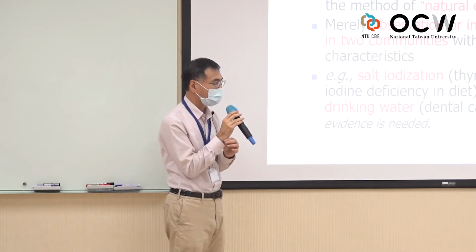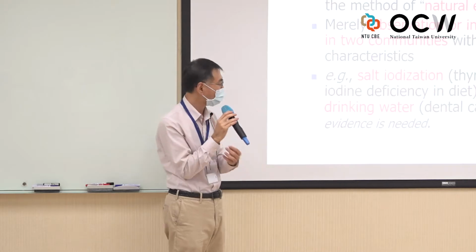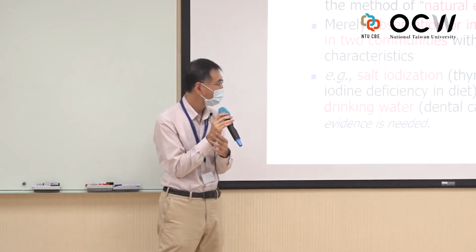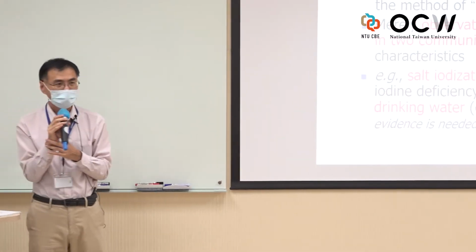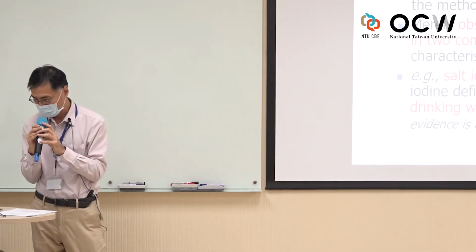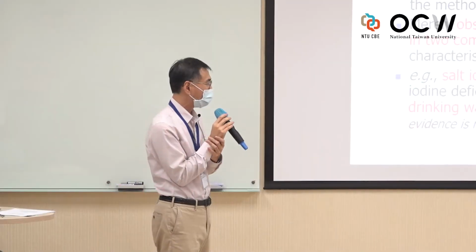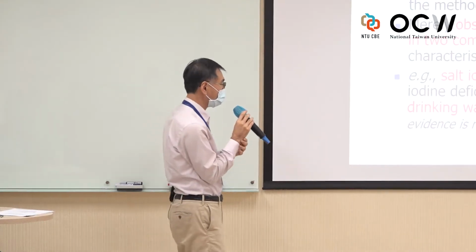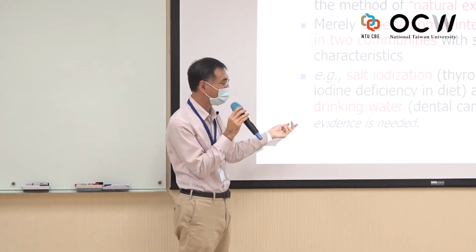The well-accepted idea is to use the salt iodization. So we just add the iodine in the salt. Then the frequency of the disease is minimized afterwards. And the other example is to add fluoride in drinking water for the purpose of preventing dental caries, especially for the children. But no matter what you do, there's something good, positive, or there's always something bad.